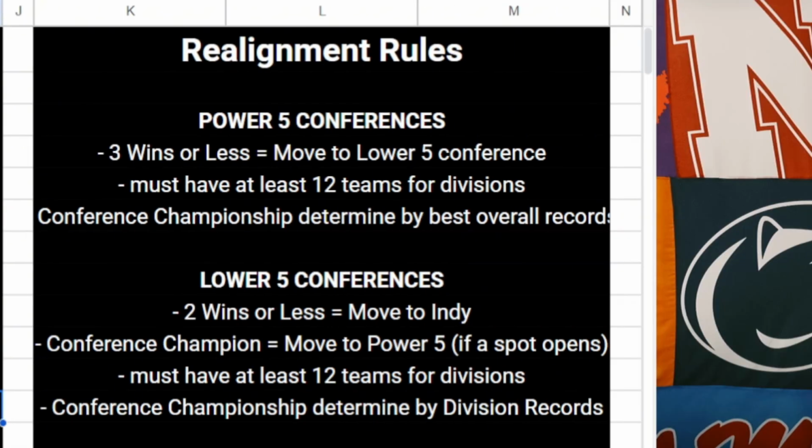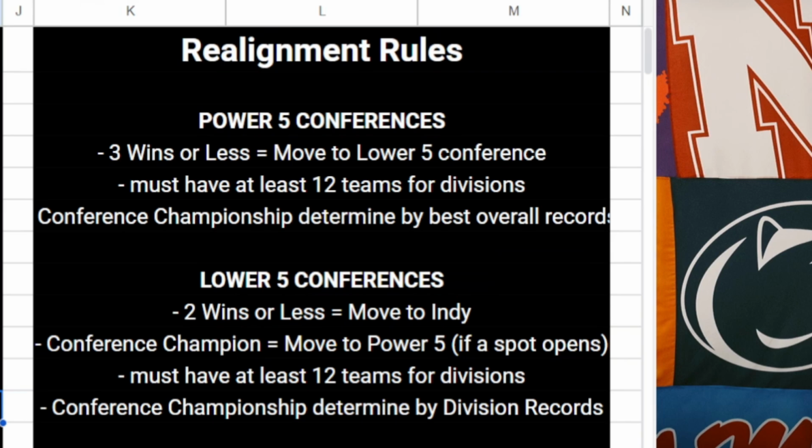So let's go back to the rules of what can get you into these Power 5 or get you out of these Power 5 conferences. So like I was saying earlier, if you get 3 wins or less and you're in a Power 5 conference, you would then be forced to be realigned into a Lower 5 conference. Now, it must be 12 teams in the conference for it to be divisions, and who goes to the conference championship game will be based on overall record, not division record.